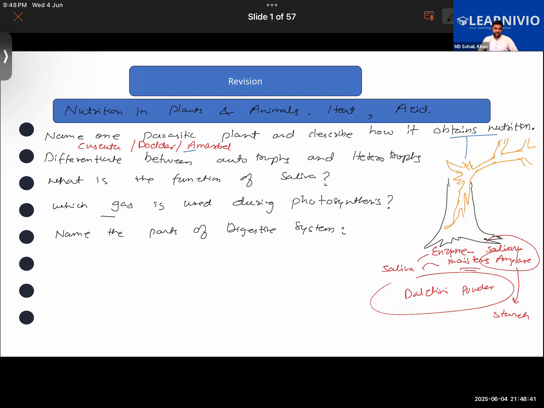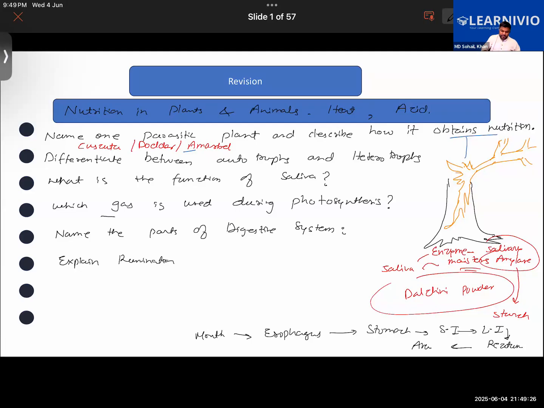Name the parts of the digestive system in a proper sequence. You have to answer it. Mouth, then esophagus. Good. Sir, then stomach, small intestine, large intestine, then rectum, and then anus. Very good. Okay. Then explain rumination.